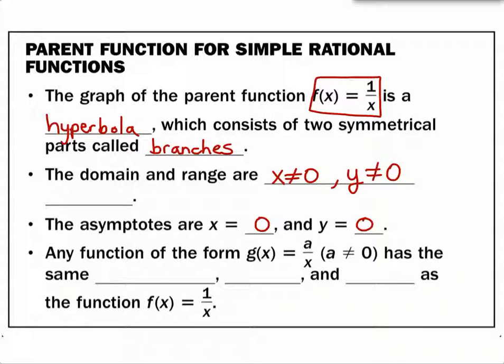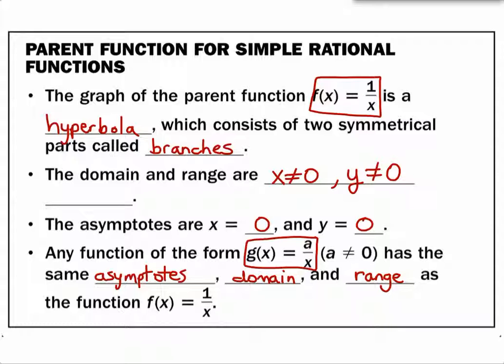And then if you expand it just slightly to some sort of g of x equals a over x, they say a can't be 0 because, well, that would be pointless to have 0 divided by x. It has the same everything else. It's the same asymptotes. It has the same domain. And it has the same range as the function 1 over x.